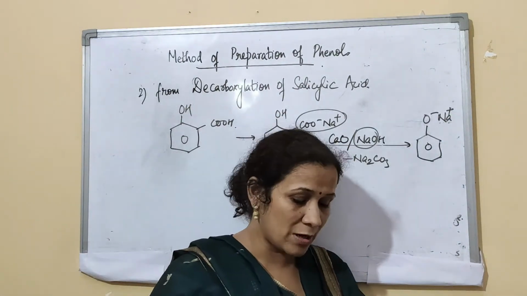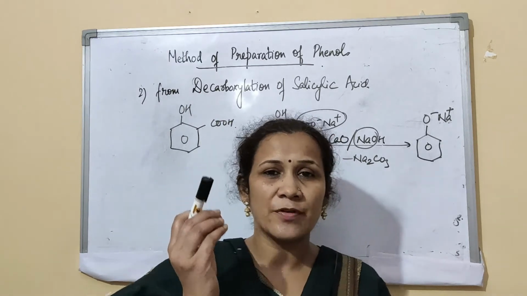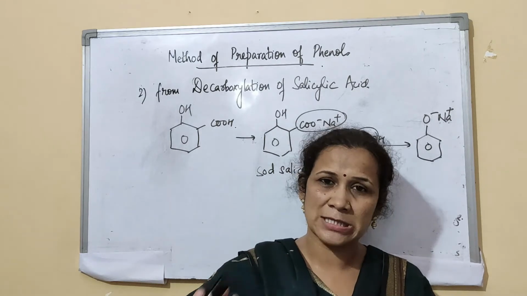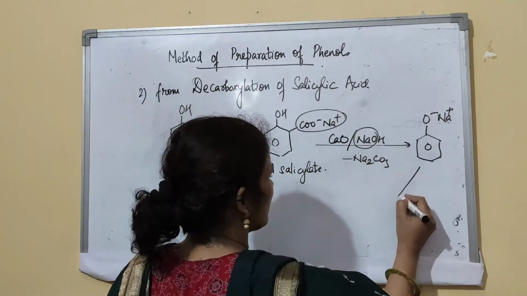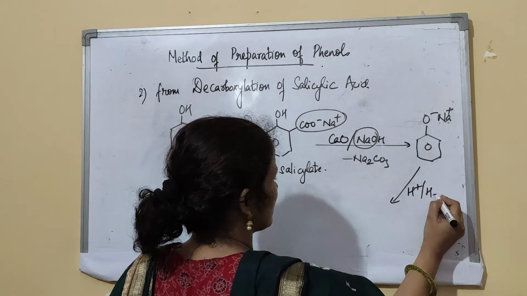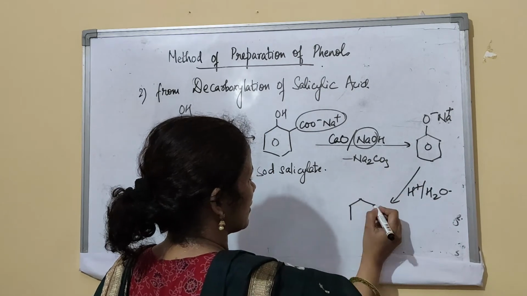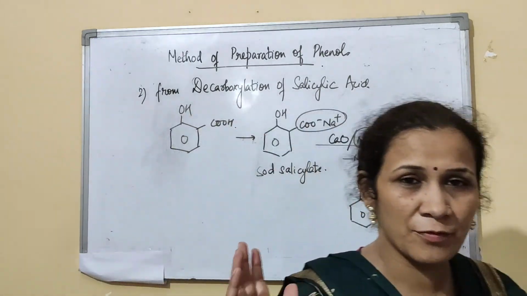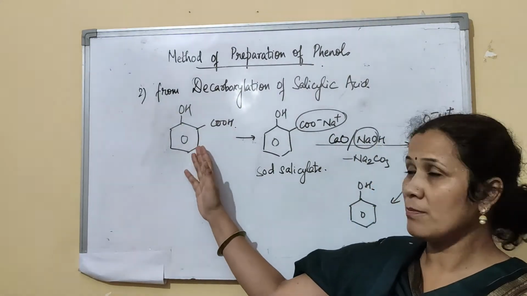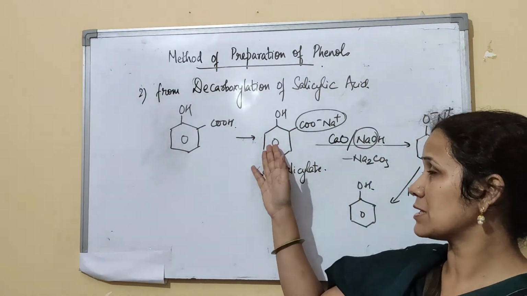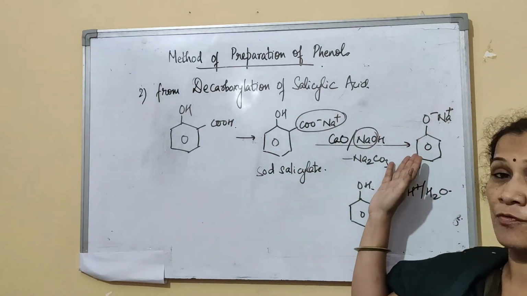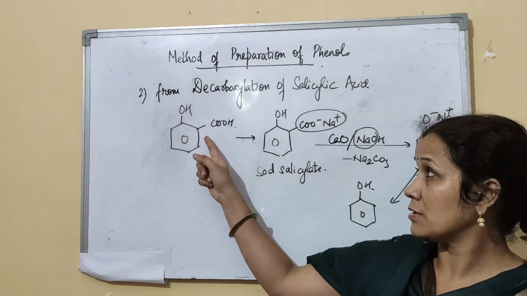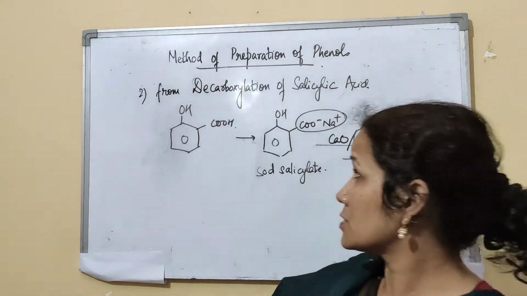Now this is very important. Whenever you get sodium phenoxide, it is very easy to again get phenol. How? We will simply do acidic hydrolysis. You get phenol. So very convenient and easy method to prepare phenol. So starting from salicylic acid, we get sodium salicylate, and decarboxylation gives you phenoxide, and from the phenoxide you will be getting phenol. So the third method of preparation. This is not second, this is third.